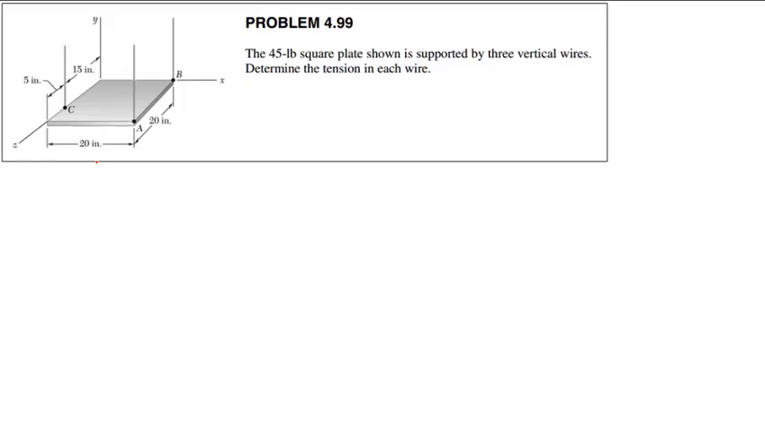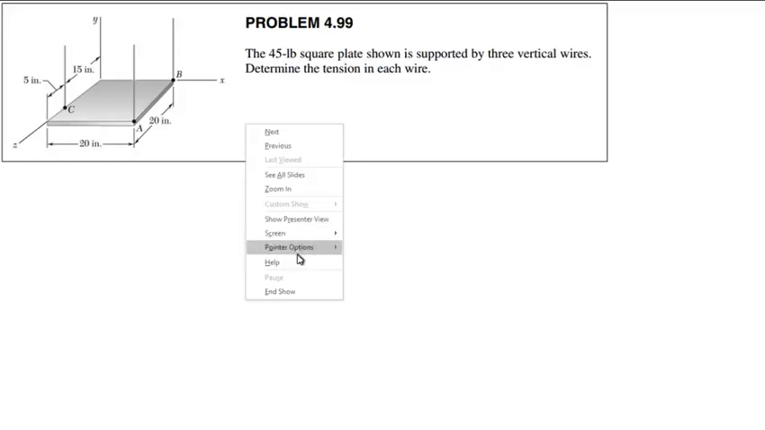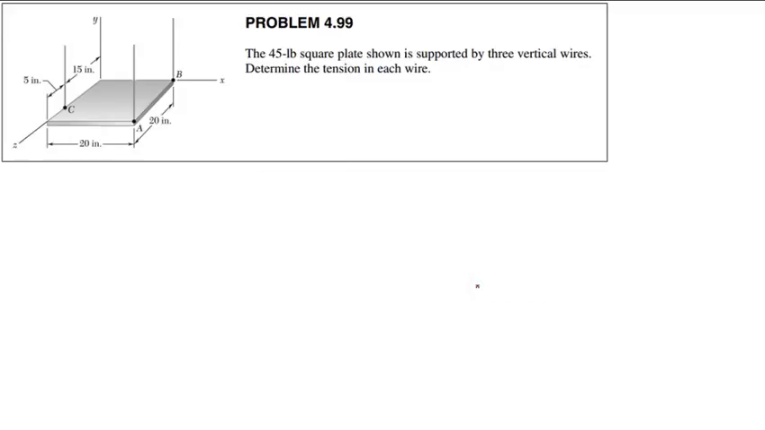Okay. The 45-pound square plate shown is supported by three vertical wires. Determine the tension in each wire. All right. So first, I'm going to draw the forces on this plate.